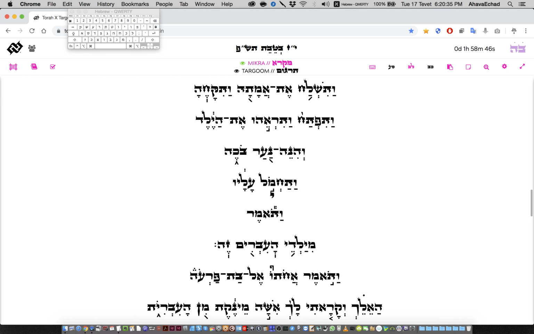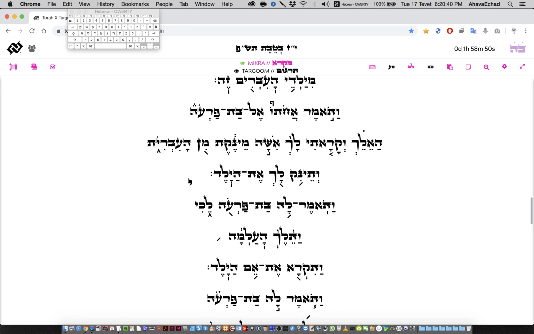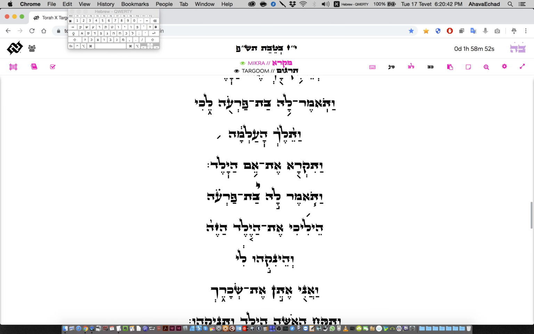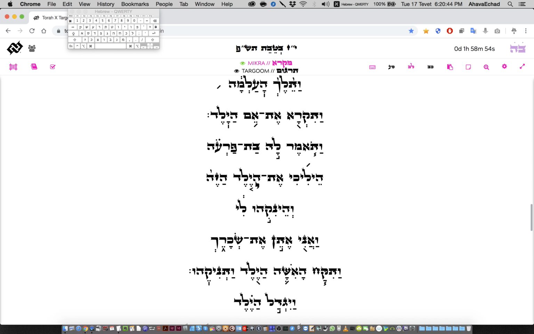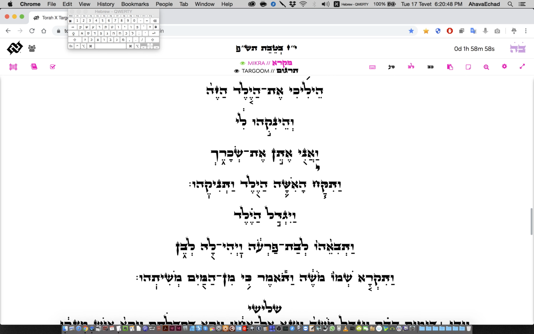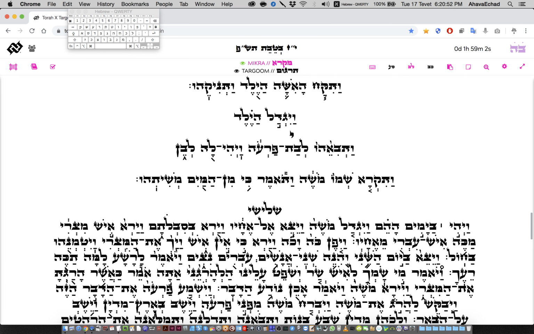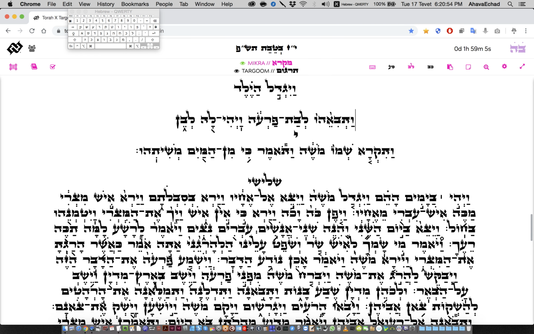This is a completely anonymous kind of thing. It's Ha'isha, Bat Paro, not her name also. Hayeled, not Moshe. Again, all these kinds of things. Heilichi et hayeled hazeh. והעניקו לי ואני אתן את שכרך ותיקח אישה ותינקהו ויגדל הילד ותביאהו לבת פרעה.